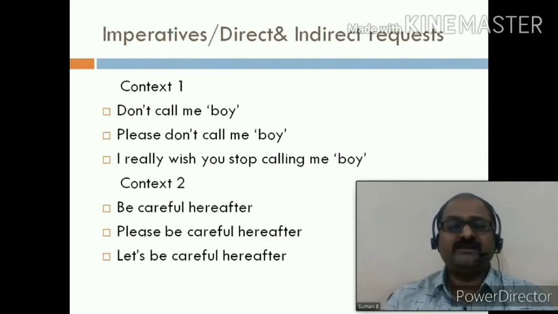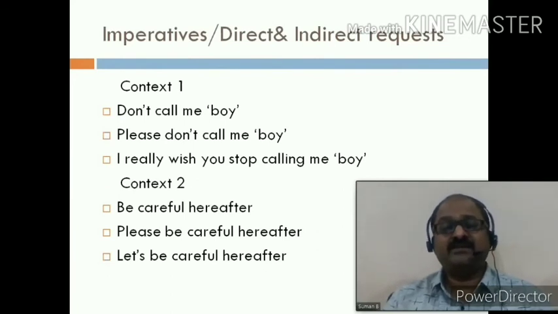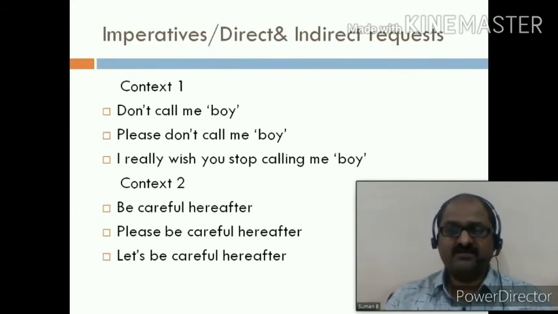Let us talk about a teacher and a student setup in a classroom where a teacher identifies that her students are making some mistakes. So the teacher can be direct and use an imperative by saying, be careful hereafter. Nothing wrong with this expression. But the teacher can be a little more pleasing by saying, please be careful, children, hereafter. So this is a direct request, right?